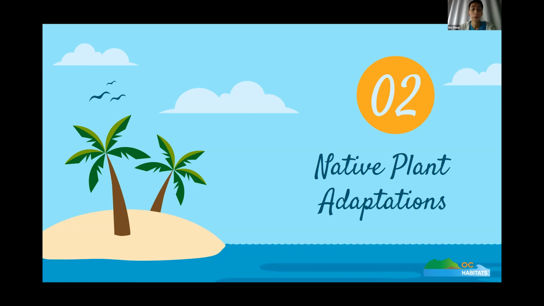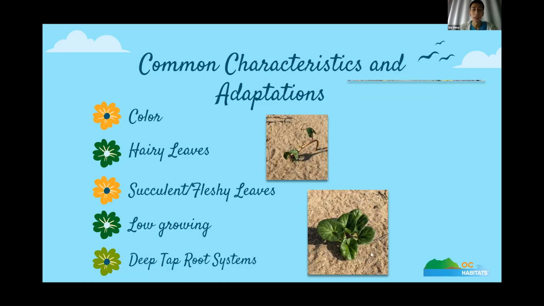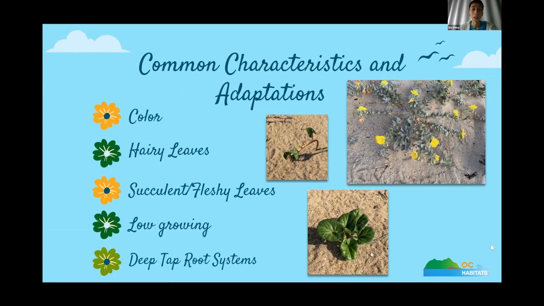So next we'll be going over common characteristics and adaptations that native plants have. A lot of them actually look a little bit similar to one another, and that's because they need to have specific traits to be able to survive in a really harsh environment.